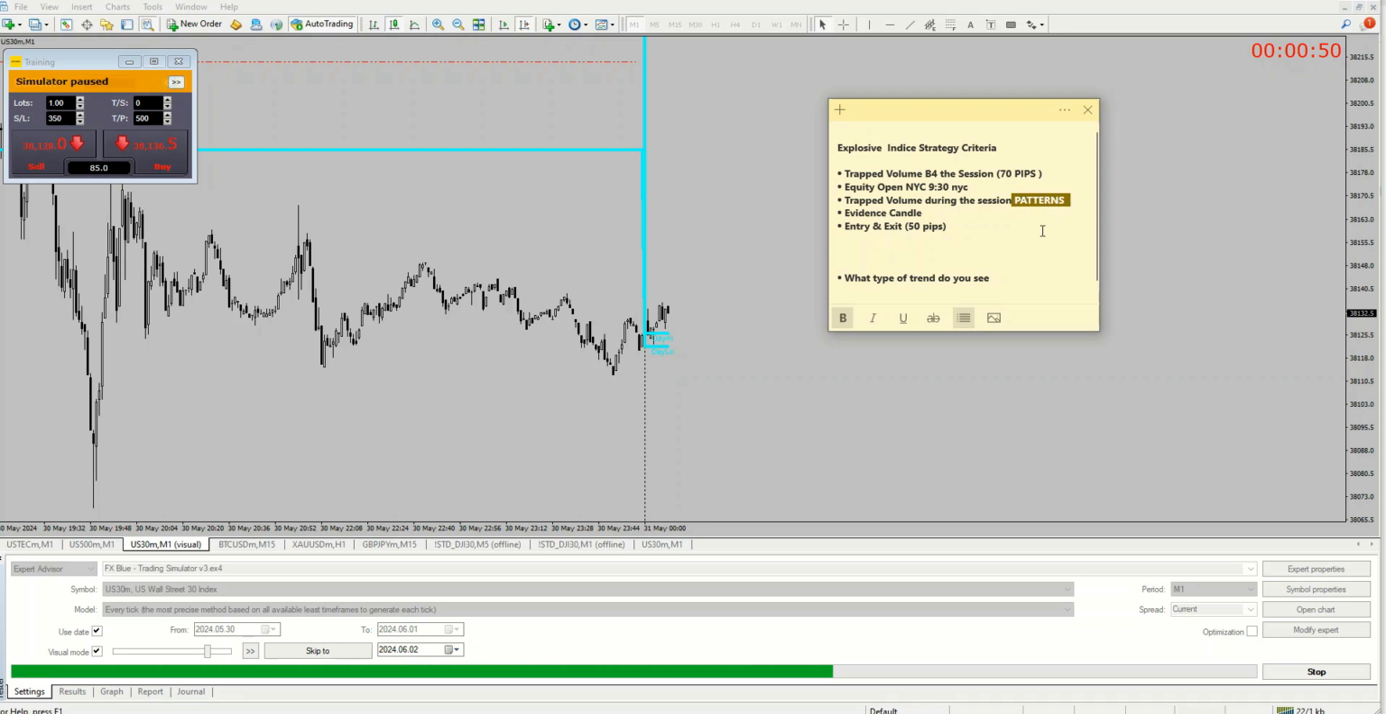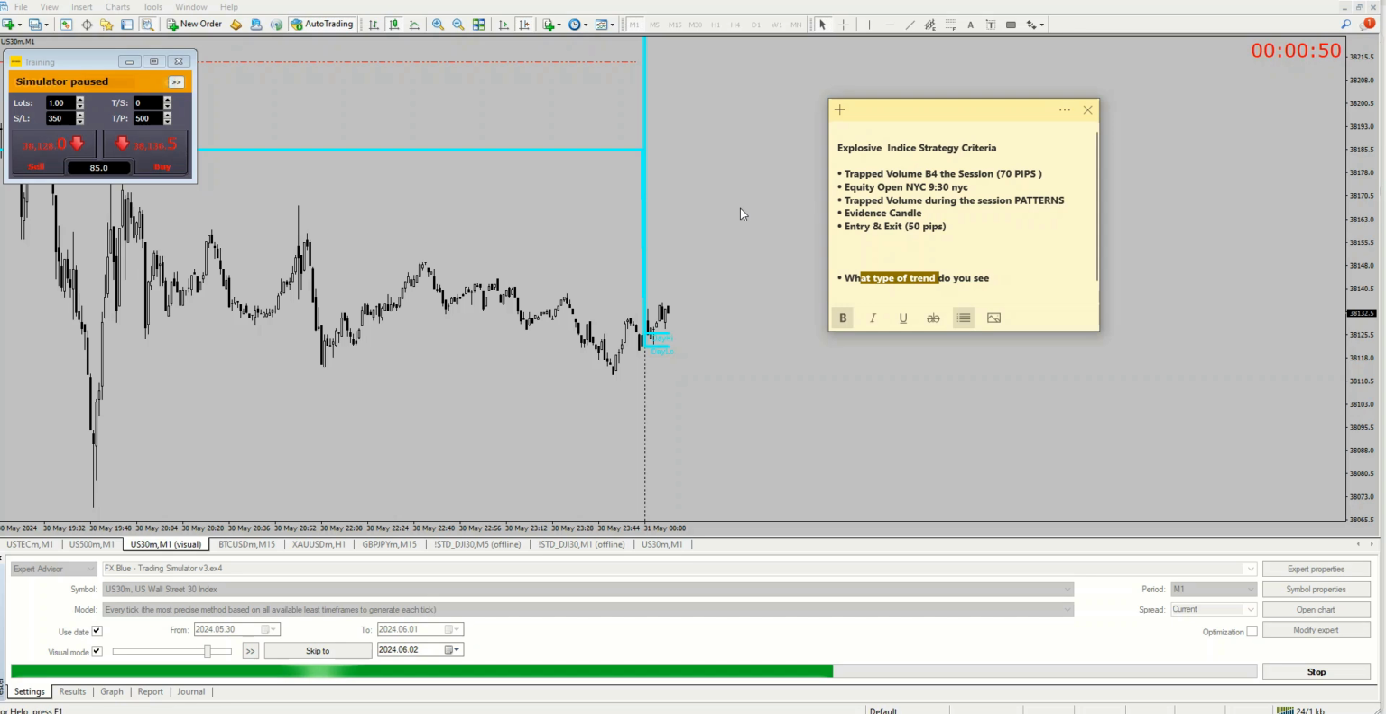Once you have identified a chart pattern, which simply tells you that insiders have been trapping, what you need now is the evidence candle, the big candle that breaks out of the chart pattern. I'm going to show you an evidence candle, and once you see that, you enter and target 50 pips. I'm also going to show you something interesting in this video. Again, you need to know what kind of pattern you are in.